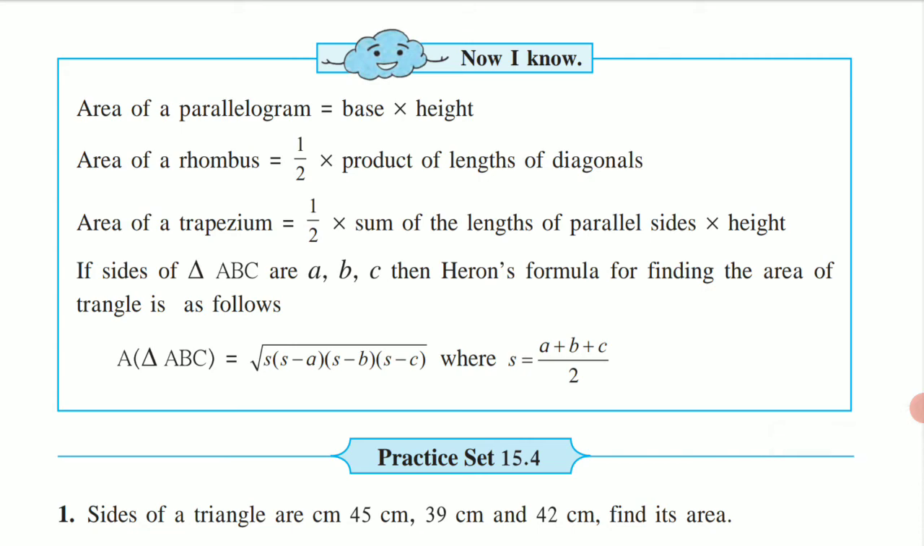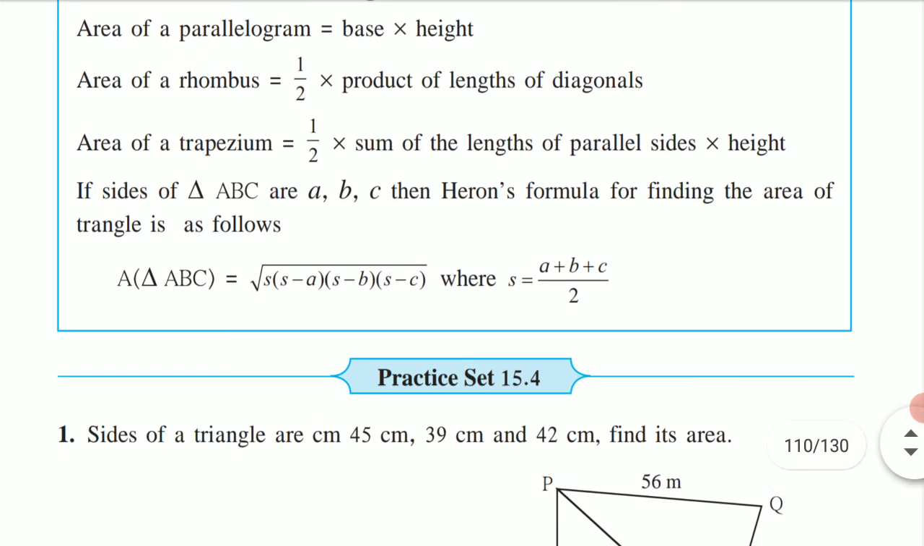Now we know some formulas. First, area of parallelogram is base into height. Second, area of rhombus is 1/2 into the product of the lengths of diagonals. Third, area of trapezium is equal to 1/2 into the sum of the lengths of parallel sides into height. And next, if the sides of triangle ABC are given, then Heron's formula for finding the area of the triangle is as follows. Area of triangle ABC is equal to square root of s into (s minus a) into (s minus b) into (s minus c), where s is equal to (a plus b plus c) upon 2.